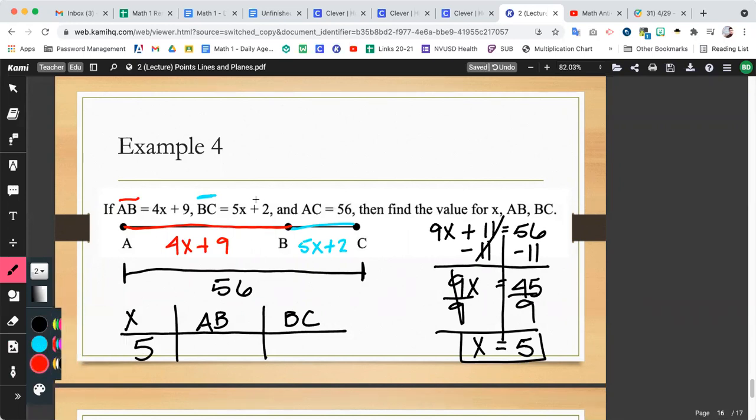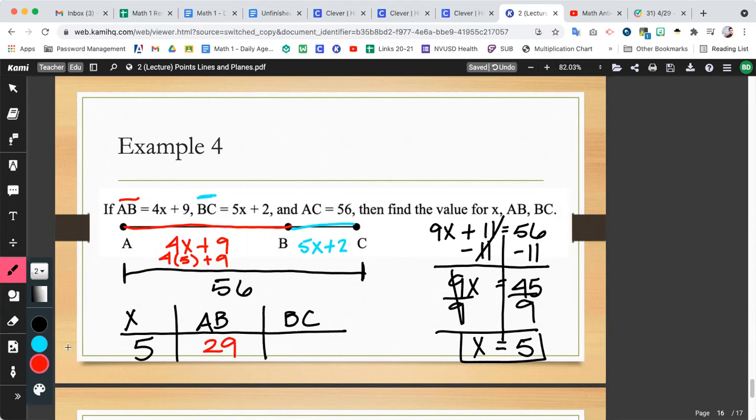Now, if I know that x is equal to 5, how am I going to find AB? I'm going to replace x with the number 5. I'm literally going to go to the equation that's right here for AB, and I'm going to plug in 5. So 4 times 5 plus 9. Okay, 4 times 5 is 20 plus 9. That gives me 29.